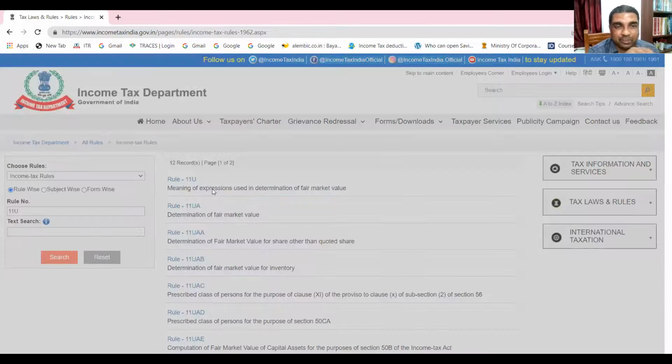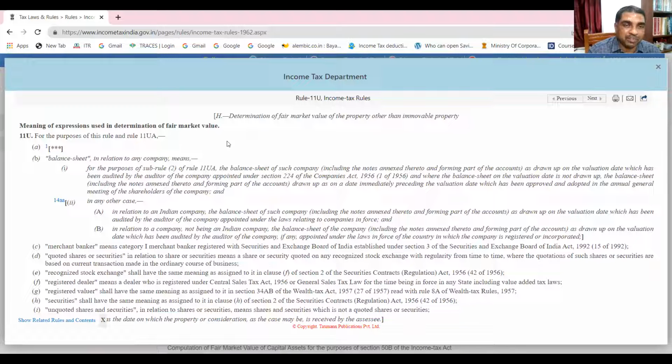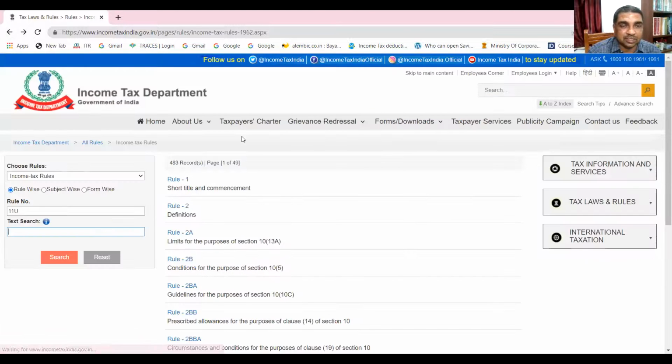First, let me take you to the rule 11U. You see, this is the rule. This rule is relevant for valuing as per the requirement of rule 11UA. Here it explains what is the meaning of balance sheet, because here we need to refer to the balance sheet of an entity to arrive at the fair market value. Now, if I take you to the other rules, let me directly take you to rule 11UA.